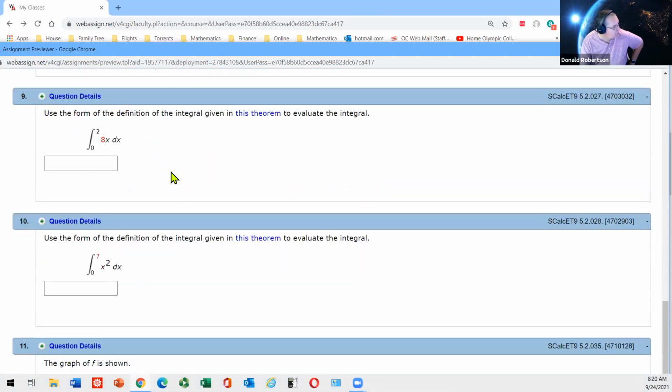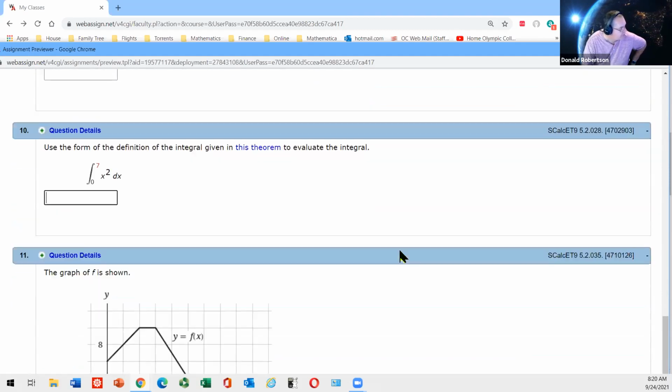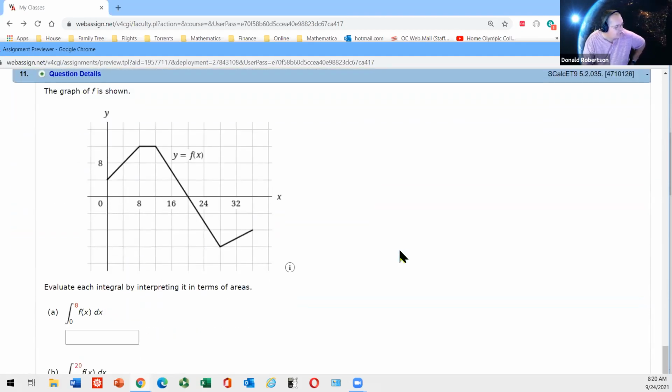And eventually, we get to questions 9 and 10, which we kind of covered at the start. Right? We're using basically our definitions, our fundamental theorems. I'd use the ones I've just done. And now, something new.